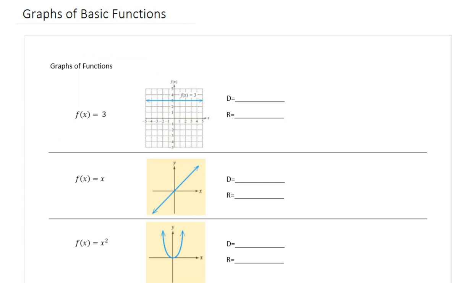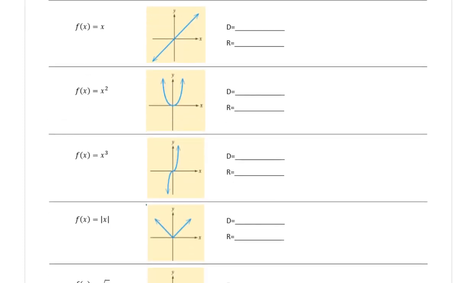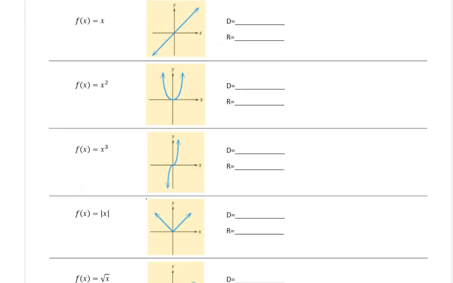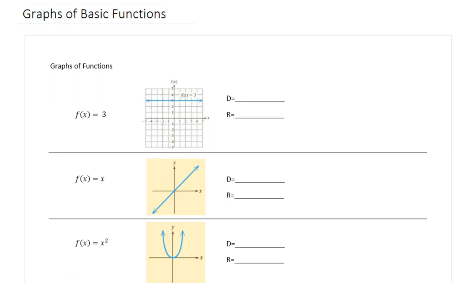Alright, so here are the graphs, and there are several of them. I only have 3 on the screen right now, but there's going to be more. Let me scroll down so you can see. There are several of them down here. We're going to talk about each one of these in turn. Each one represents a basic graph in math, and I want you to be able to recognize the function equation and relate that to the shape of the graph.